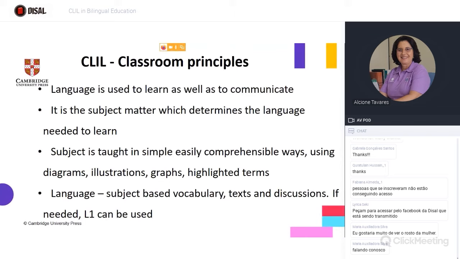Some classroom principles. Language is used to learn as well as to communicate in CLIL lessons. It is the subject matter which determines the language needed to learn. So if I have a lesson, which you will watch in a minute, a science lesson with a primary group of learners where the teacher is teaching electricity, the children will need to know vocabulary related to the topic of the lesson. So the subject matter determines the language they will need to use.